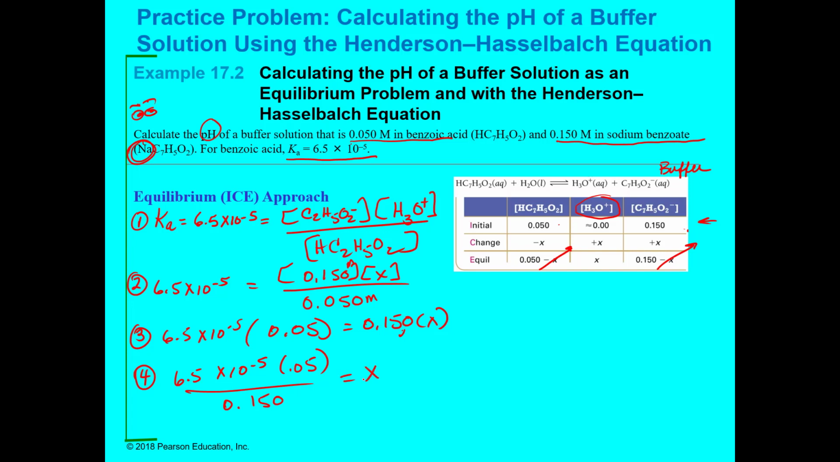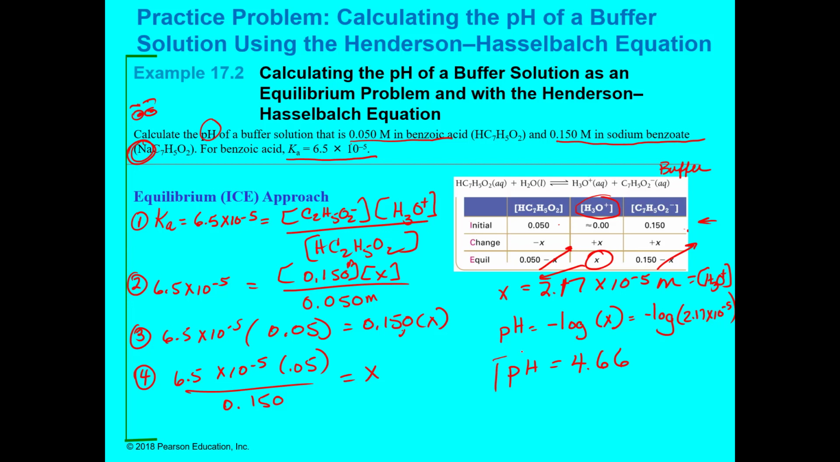Okay, and so that one should be pretty simple. X is going to be equal to 2.17 times 10 to the minus 5 molar. And so we know that the pH, and that's what? The hydronium ion concentration, because that's X. And so the pH is equal to the negative log of X, or the negative log of 2.17 times 10 to the minus 5. And so the pH is going to be 4.66.